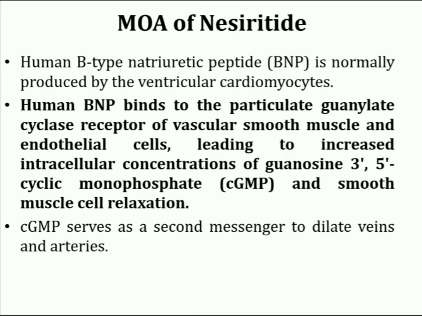Next is the mode of action of nesiritide. Nesiritide is the recombinant form of the 32 amino acid human B-type natriuretic peptide, which is normally produced by the ventricular myocardium. Nesiritide binds to guanylyl cyclase, which is a receptor on the cell surface of vascular smooth muscle and endothelial cells. This receptor binding triggers intracellular activation of the secondary messenger cyclic guanosine monophosphate, leading to relaxation of smooth muscle and balanced vasodilation.